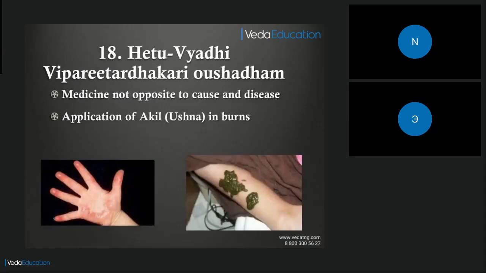And lastly, the Heduvya Vibridatari Oushadam. That means you are using a medicine not opposite to the cause and disease. For example, you are using a particular Ushna medicine in an Ushna situation. This means that it's not always that Ayurvedic management is opposite to the causative factor or the disease, but it can be in a similar way also.